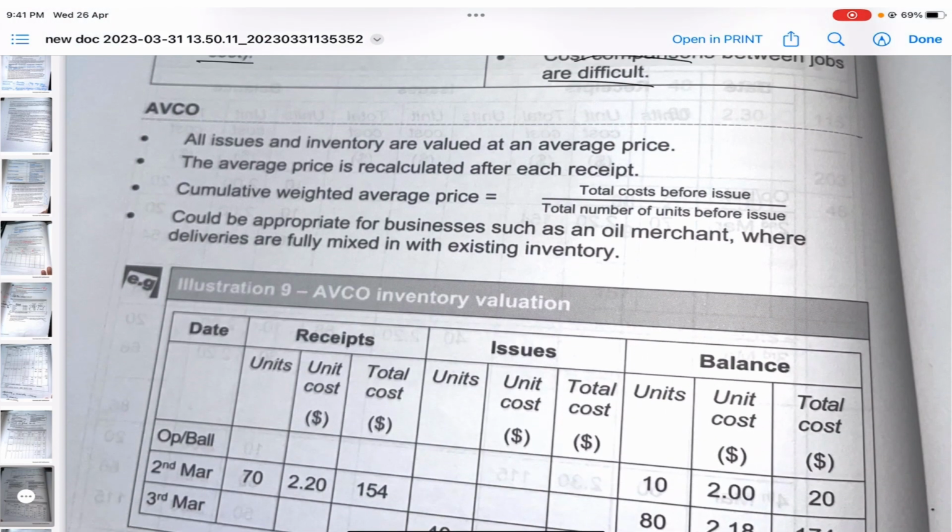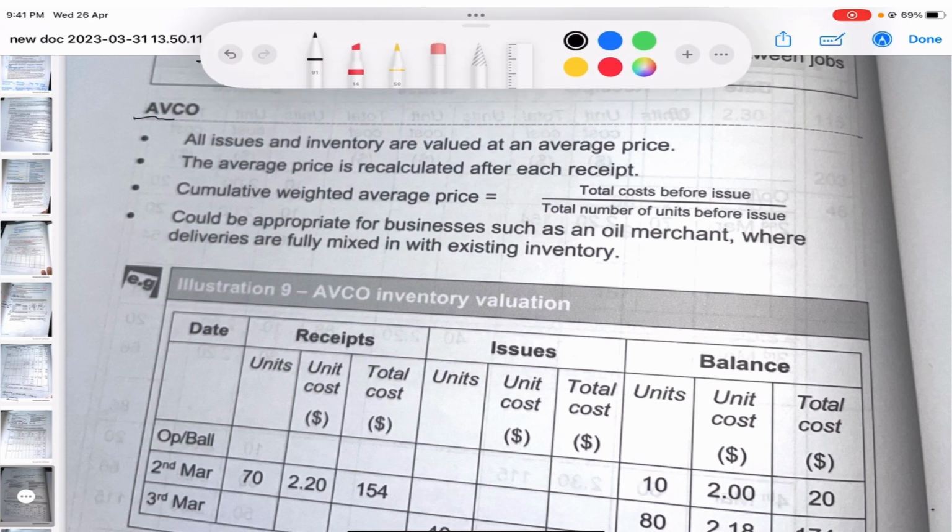Now we come to the average costing method. By the word average, we are already understanding that we are going to be using an average in this. So all issues and inventory are valued at an average price. Here we will take a more realistic approach, and we'll be taking the average costing or the average price. The average price is recalculated after each receipt. So as and when my new receipt is added, I'll be calculating my average cost. We'll be doing the question, you will be able to understand.